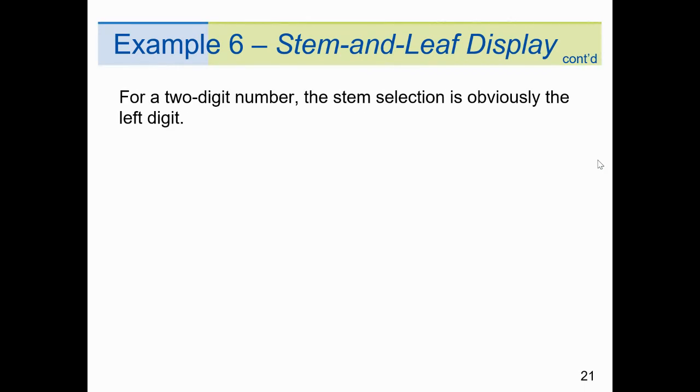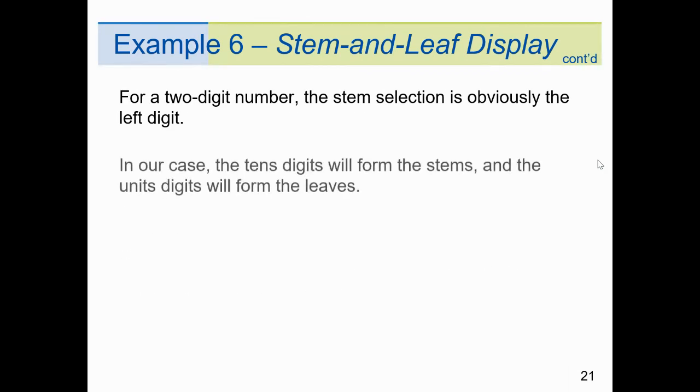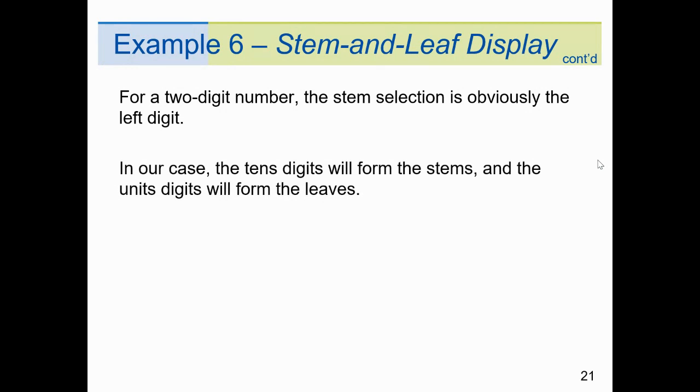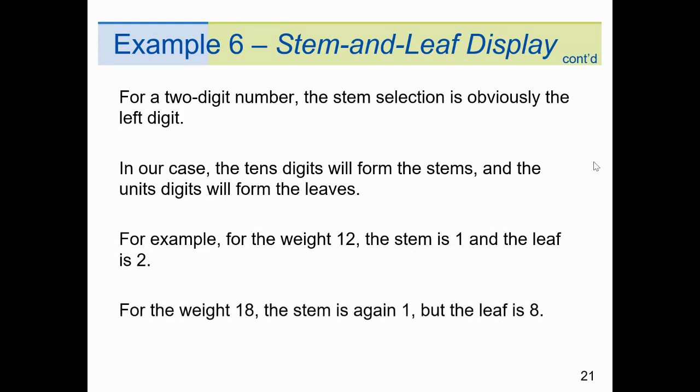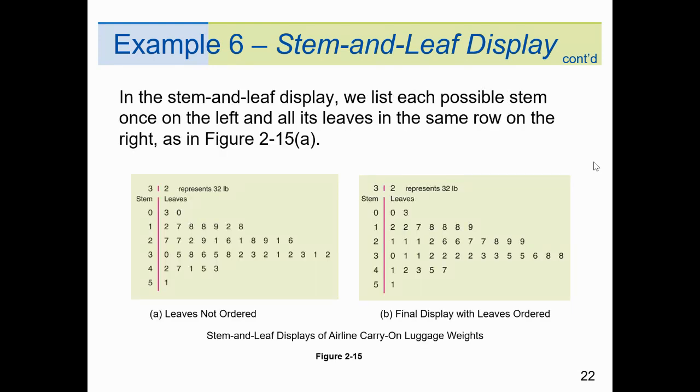The stem will obviously be the left digit, the tens digit, and the right digit will be the ones, the leaves. So, for example, for the weight of 12, the stem would be 1, the leaf would be 2. All right, 18, stem is 1 and the leaf is 8.